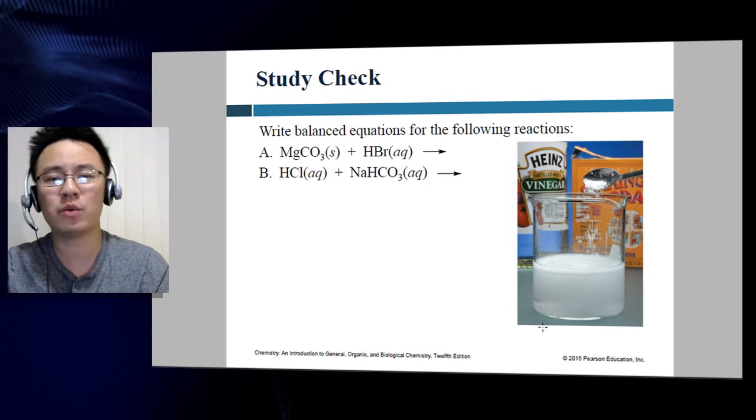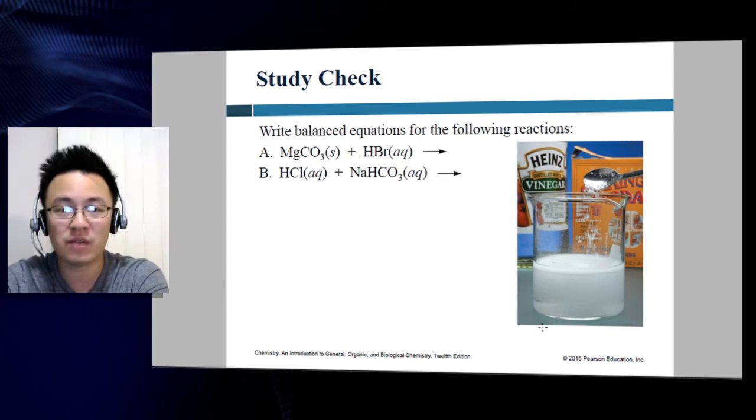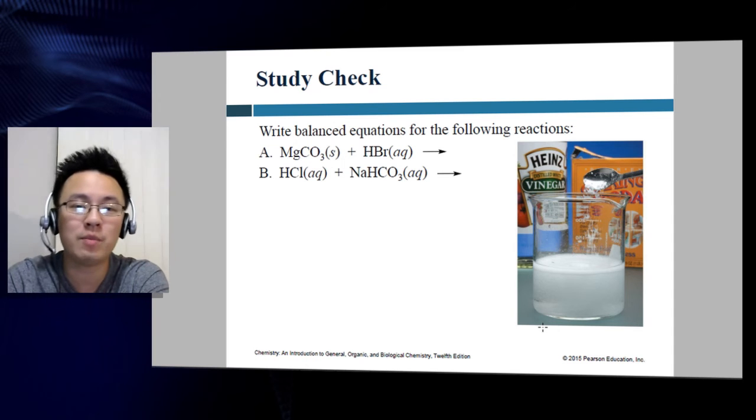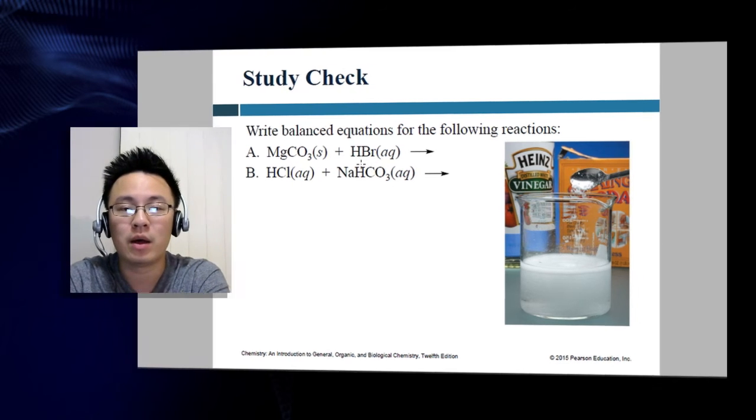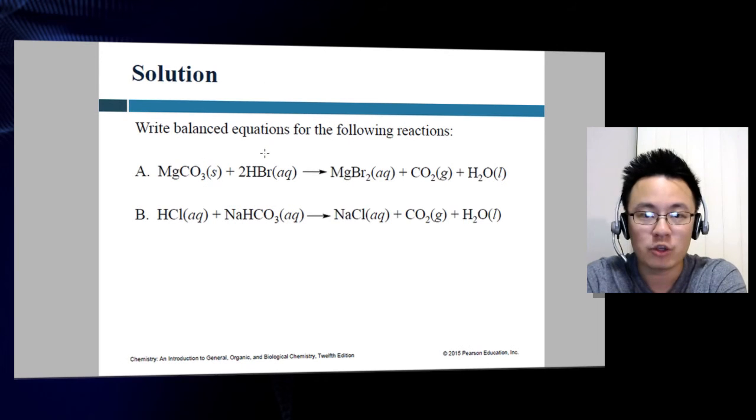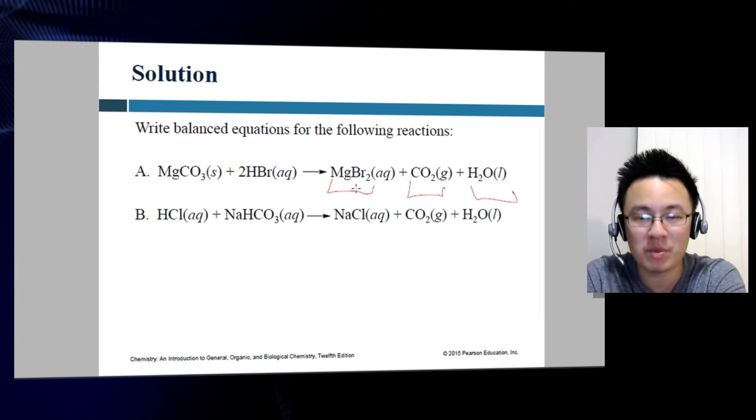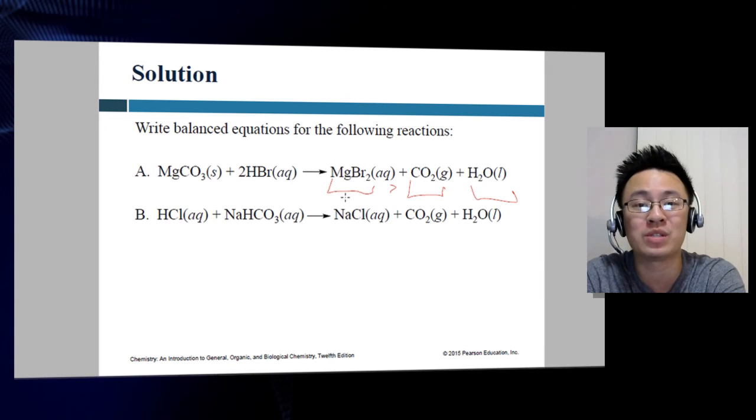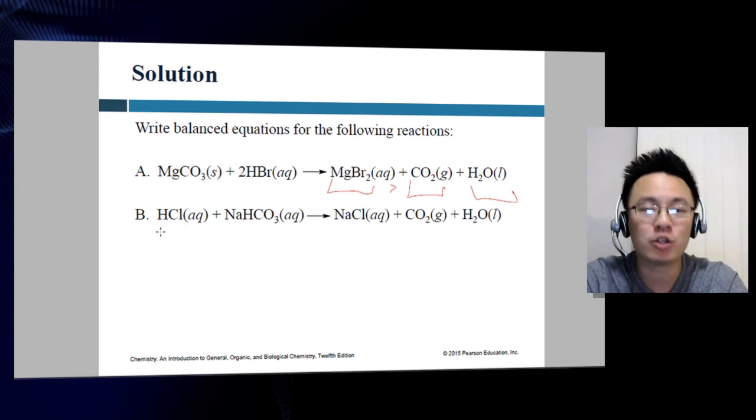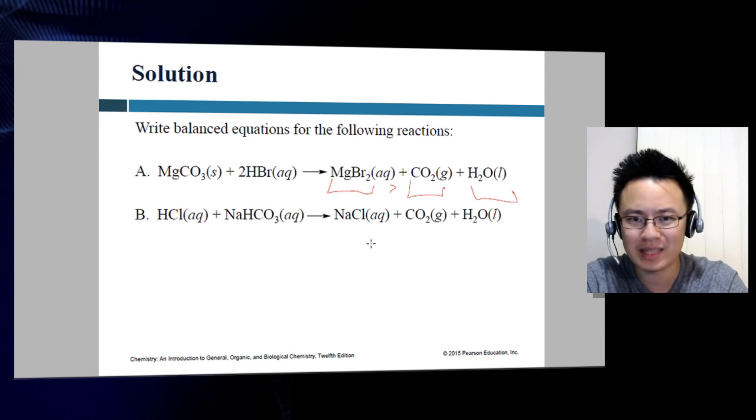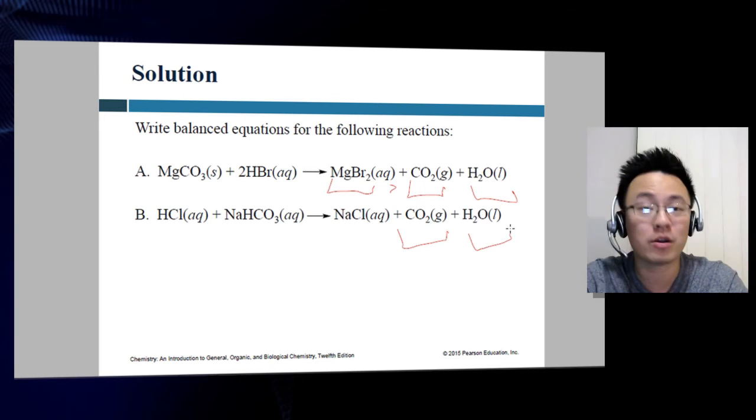So when you're trying to write the balanced equations for these following reactions, for example, in part A, MgCO3 solid with HBr, you can see here that it's going to produce carbon dioxide and water first, and then the salt that's produced is magnesium bromide, MgBr2, and it's dissolved there in aqueous solution. And same thing here with hydrochloric acid and NaHCO3. You can see that carbon dioxide and water are still formed in this reaction, and then the salt here, of course, would be sodium chloride or table salt.